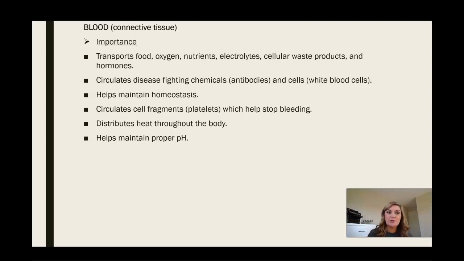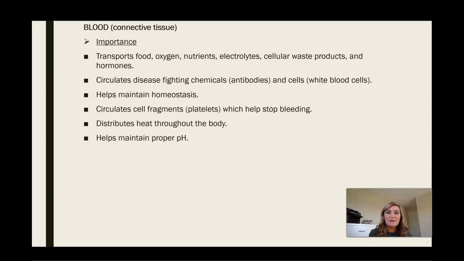It's responsible for transporting things such as nutrients and food. It will transport oxygen. It transports electrolytes, cellular waste products, and hormones, and also will transport carbon dioxide back to the lungs to be expired. It's going to circulate disease-fighting chemicals that are going to be known as antibodies and cells that are going to help fight these different diseases and things within the body, and those are going to be your white blood cells.